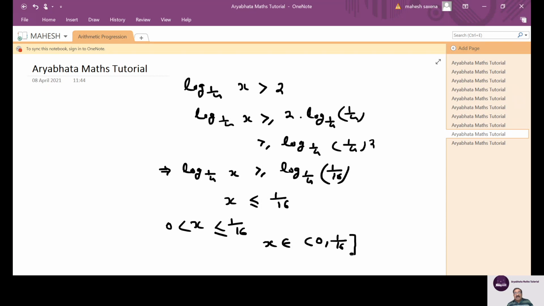Such types of questions are often asked in engineering competitions as well as in JEE. I hope that you have understood the basics of logarithm, the properties of logarithm, and how they can be utilized very well. It is all for today.